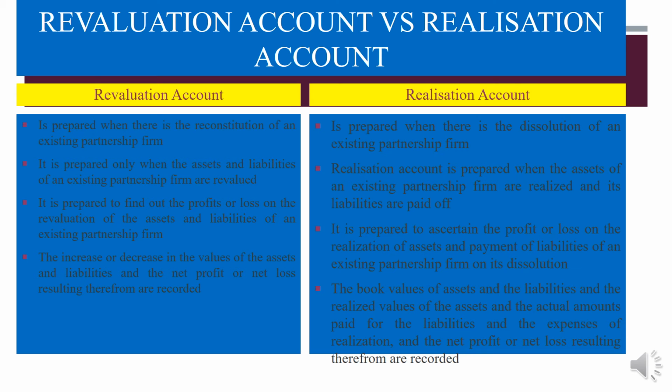So first we record the book value of the assets and liabilities as it is, then the realized value of the assets and actual amounts paid for liabilities are recorded, right? The realized values of assets are recorded on the credit side of the realization account, then the actual amounts paid for liabilities are recorded on the debit side. Then if any expenses are incurred on realization of assets, they are recorded on the debit side, and finally we find out the profit. See the difference between realization account and revaluation account.